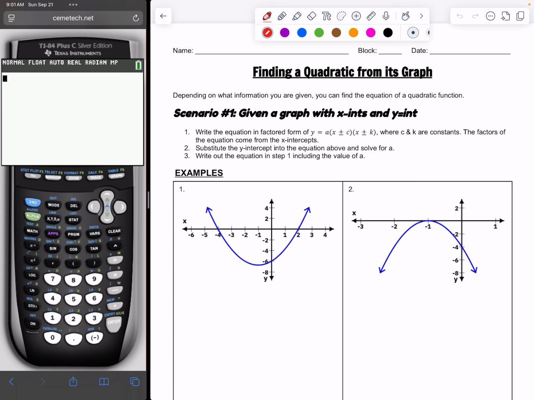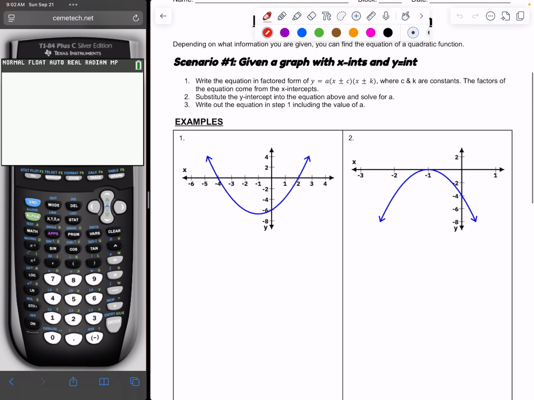The first step is to write the equation in factored form, and you need to make sure you understand that the factors come from the x-intercepts. Once you write your equation in factored form, you then substitute your y-intercept into the equation, and then you can find out what a is. Once you do that, you move on to the final step, which is to write out the equation from step one, and you include the value of a. So let's look at example one.